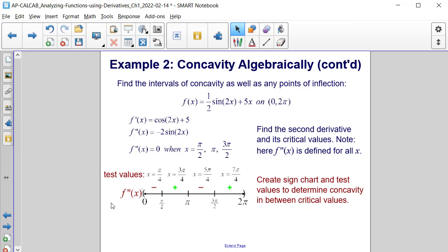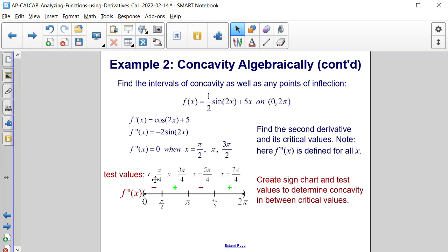Next, we create a sign chart and test the values to determine the concavity in between these critical values. So we're going from 0 to 2 pi, and notice we have the open parenthesis here on both sides. And we're selecting points in between, but that are also still within our interval. If you remember when we were talking about absolute maxes and mins, I was saying in your sign chart you could put closed brackets on both sides as a reminder for where the interval begins and ends, and you can do the same thing here.